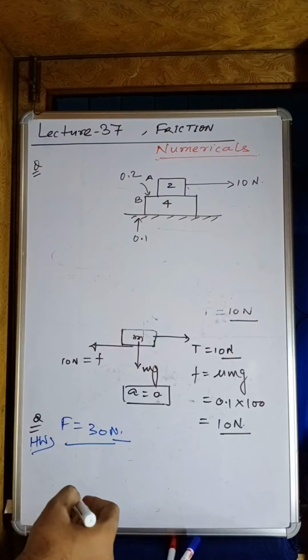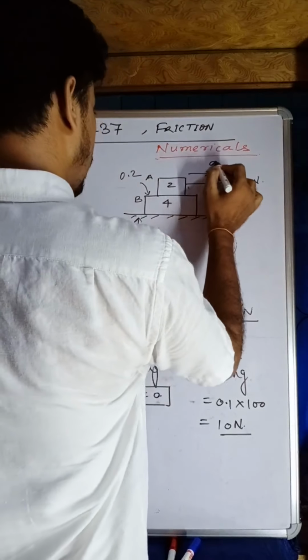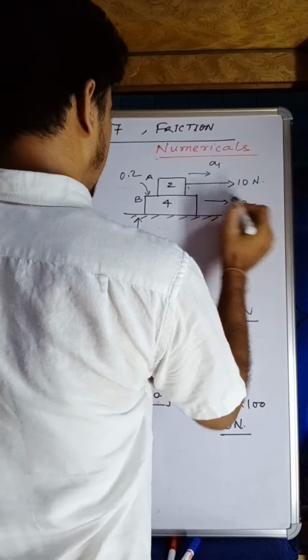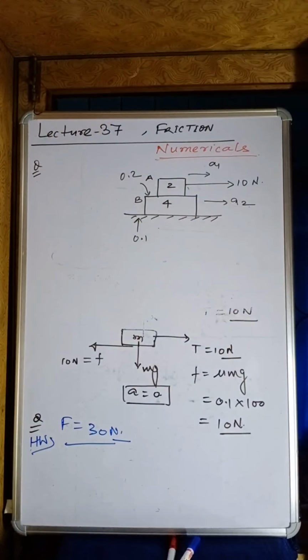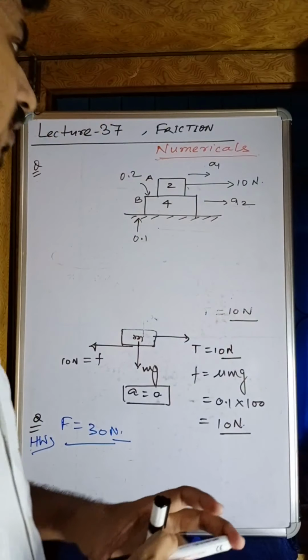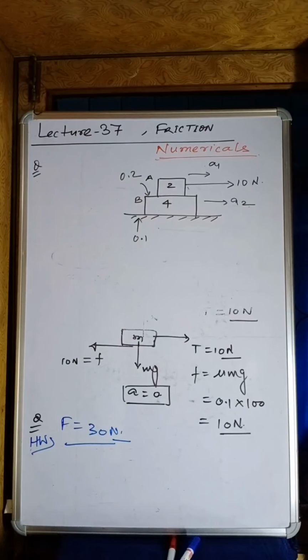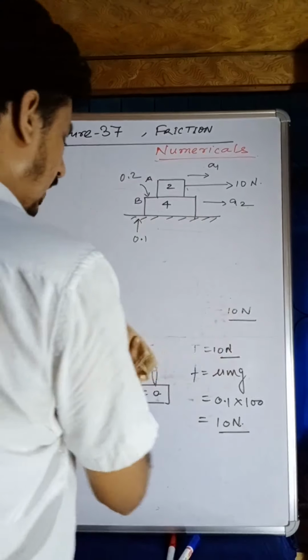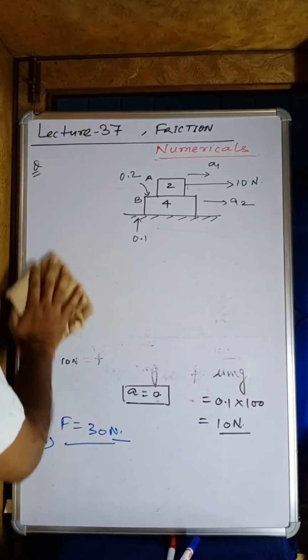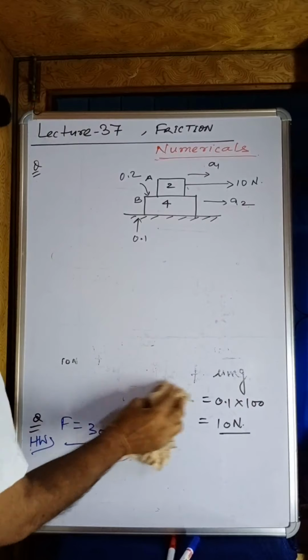What do we have to find? You have to find the acceleration of both blocks, suppose A1 and A2. In the last lecture, my dear students, we solved a few questions, or it might be one question, of this type. So if you can solve it, my dear students, try to solve this question. Otherwise, I'll give you the answer. I'll solve this question for you.